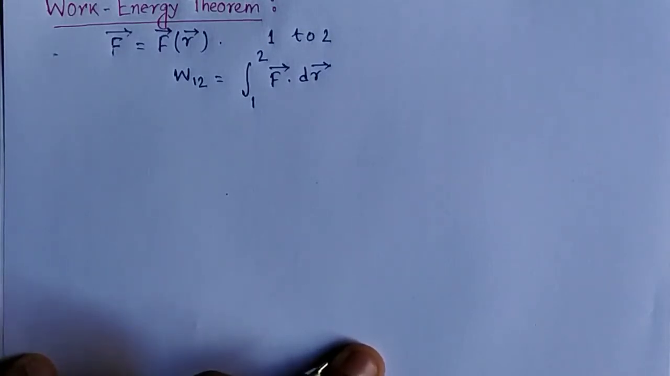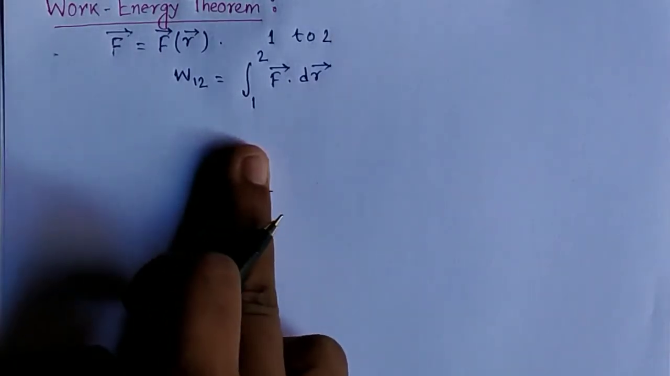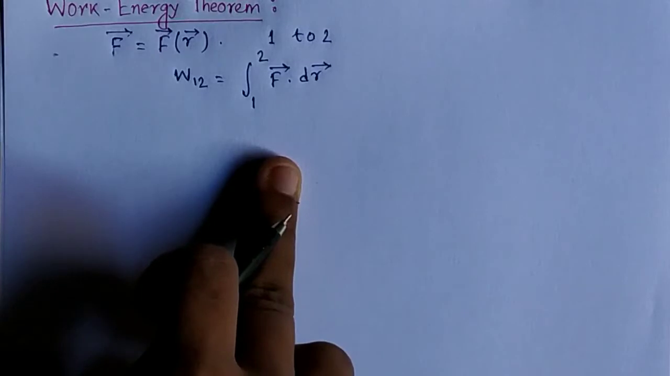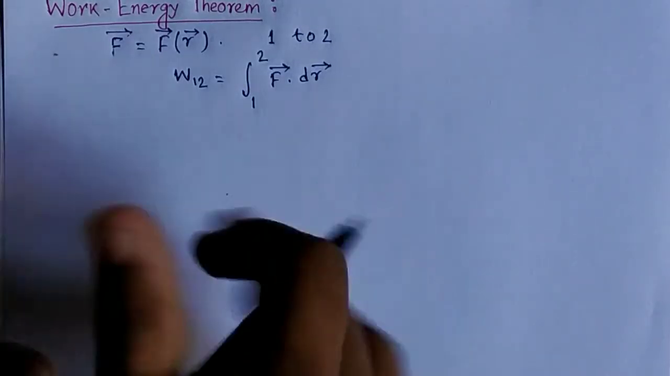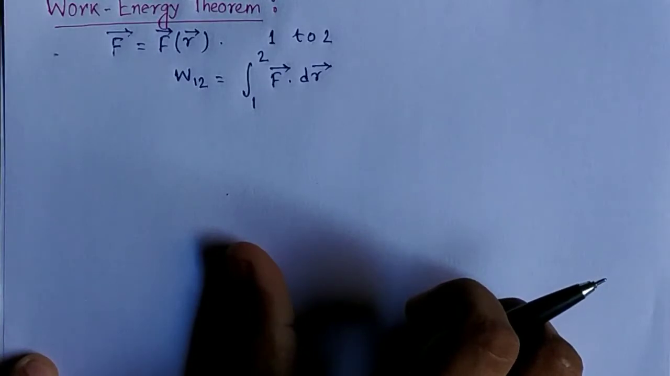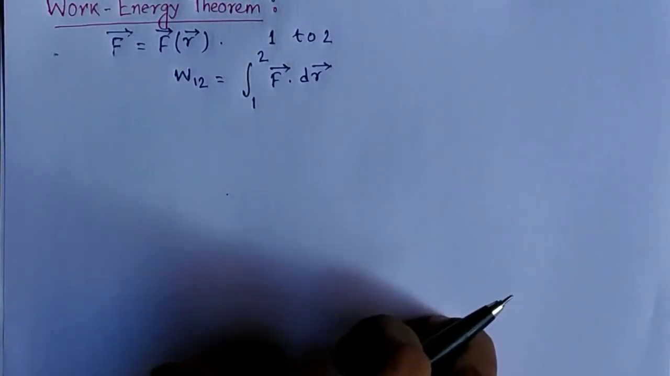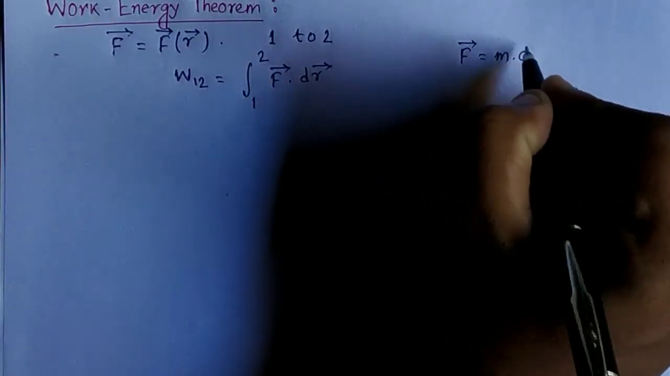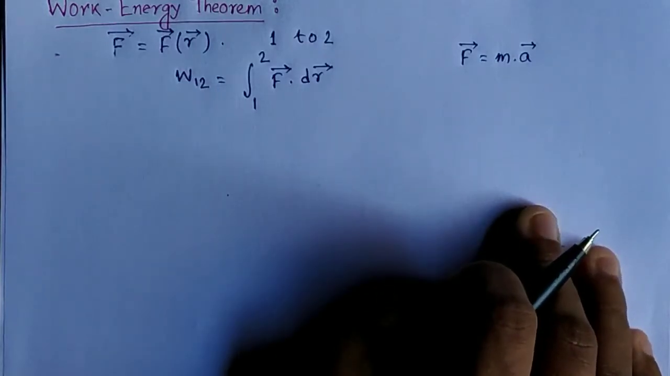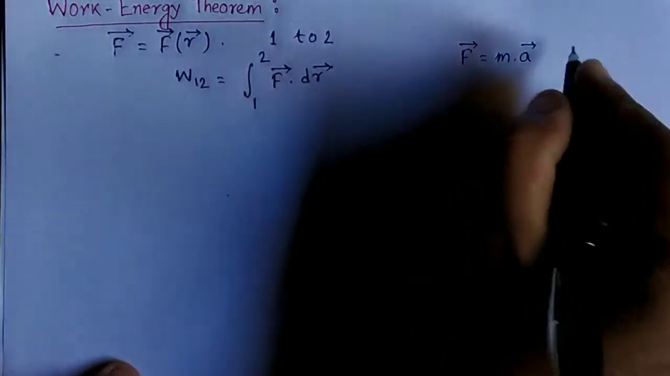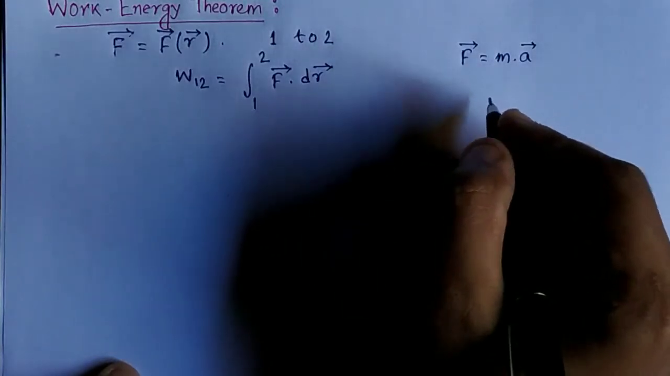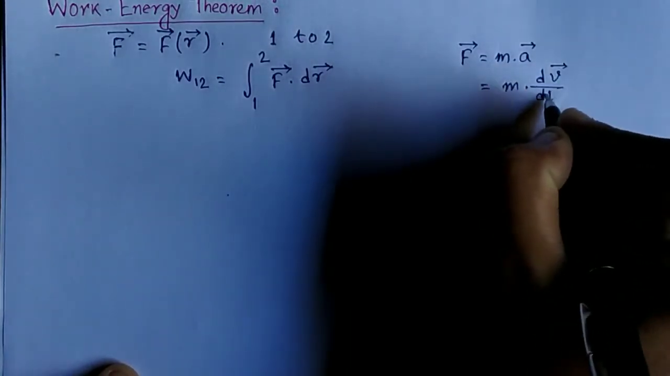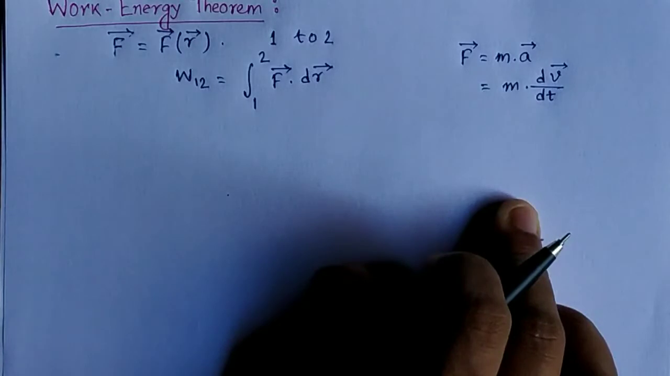Now we calculate by evaluating this integral, which produces the change in kinetic energy of the particle. Let us now calculate the path integral. Thus we have W12 is equal to the integration from 1 to 2 of F dot dr. Then we know F is equal to m dot a from Newton's second law, where a is the acceleration of the particle, and a is m dot dv by dt.